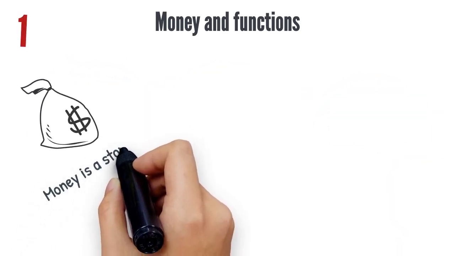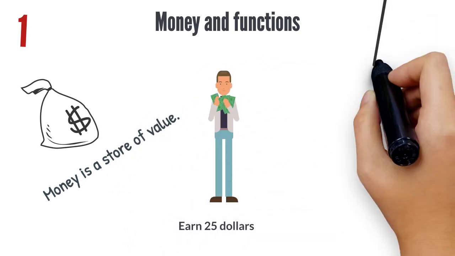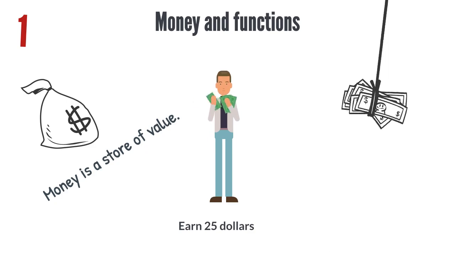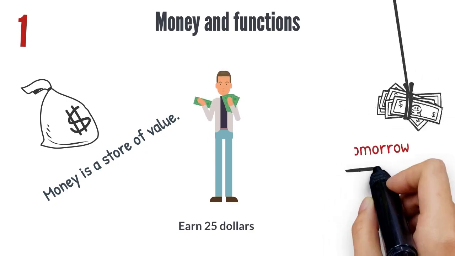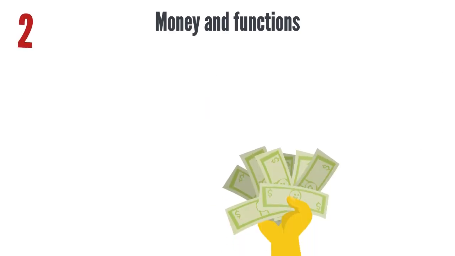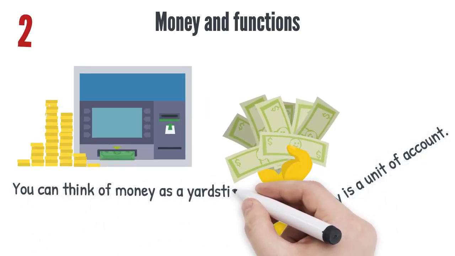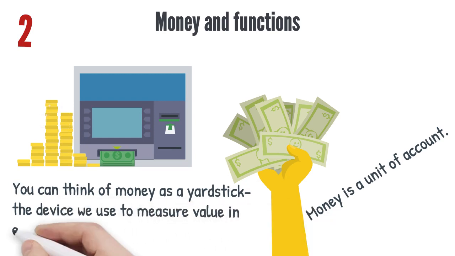1. Money is a store of value. If I work today and earn $25, I can hold on to the money before I spend it because it will hold its value until tomorrow, next week, or even next year. 2. Money is a unit of account. You can think of money as a yardstick, the device used to measure value in economic transactions.